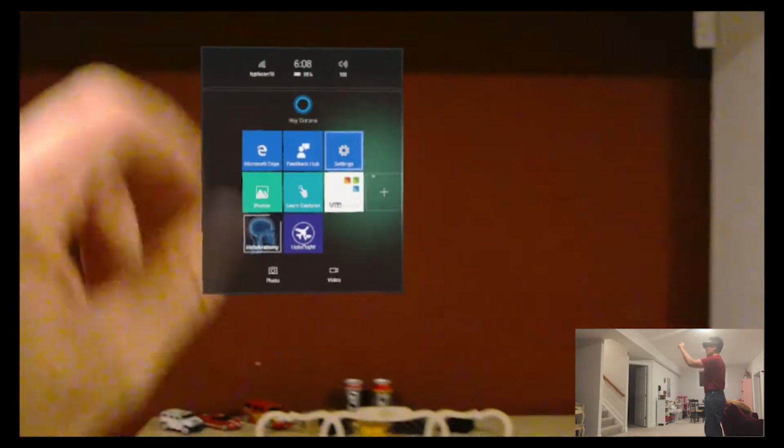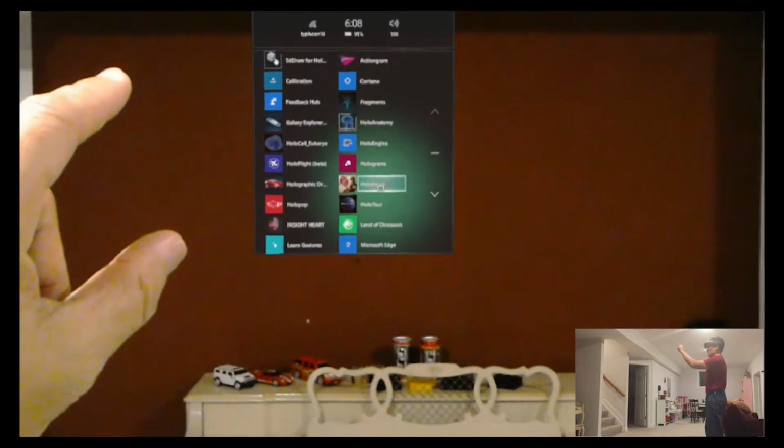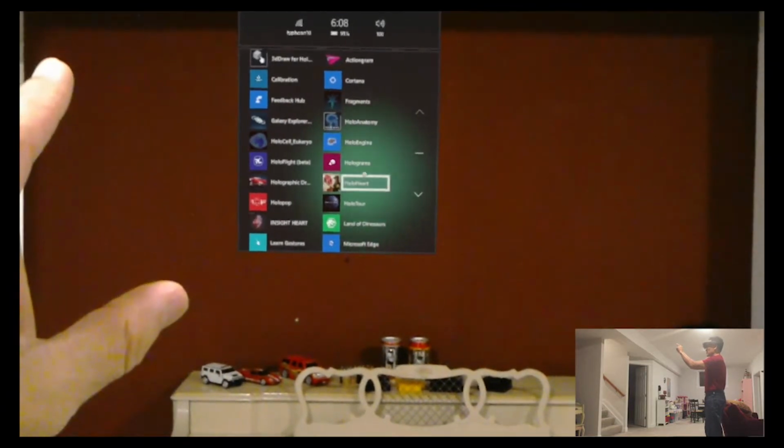So that's Holo Anatomy. There's a couple other applications written for HoloLens. They are Holo Heart.